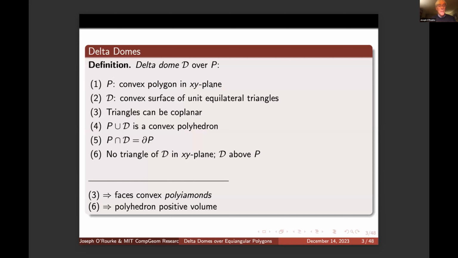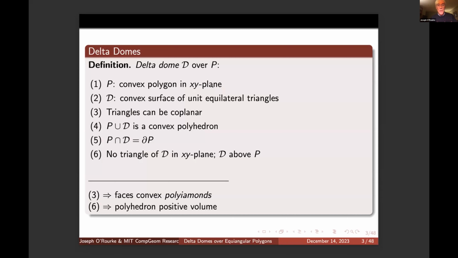And we want that when you take the polygon P and the dome, you get a convex polyhedron. And if you intersect the polygon with the dome, you just get the boundary of the polygon. So we want no triangle of the dome to be in the plane of the base. And we want the polyhedron to have positive volume. So this is what we mean by this name.